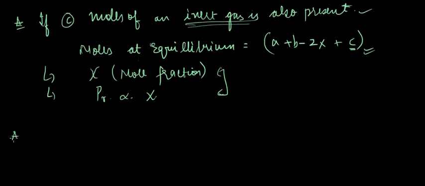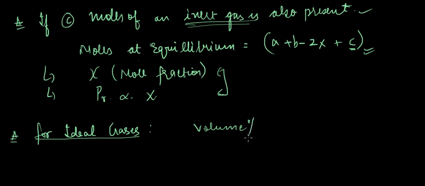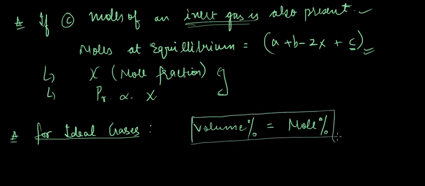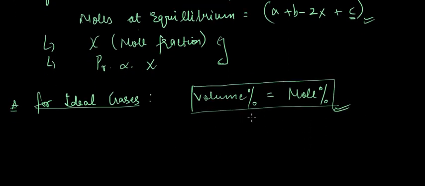Okay, so coming to the next note, that for ideal gases we can say that volume percentage is equal to mole percentage. And why is this the case? Because for ideal gas, PV equals nRT. This is the equation which gets followed. Hence we can equate mole to volume.